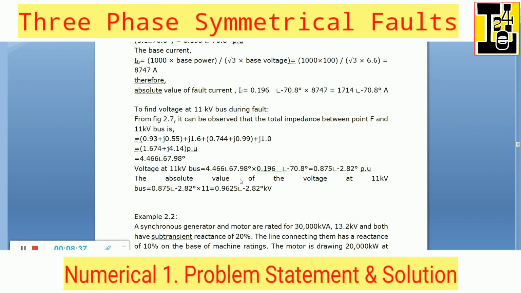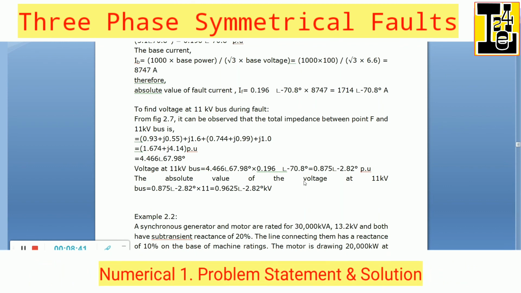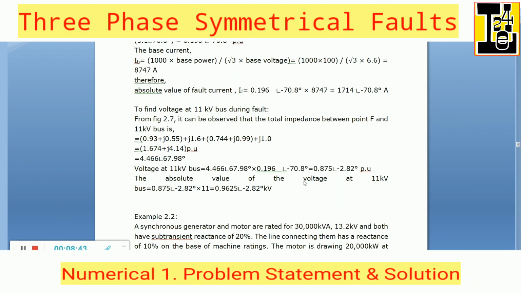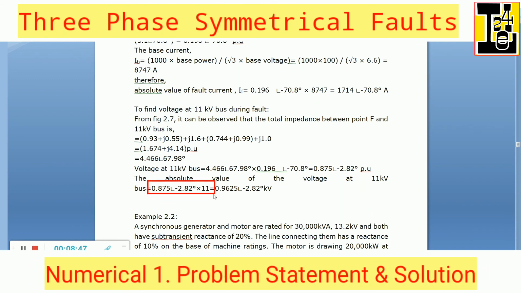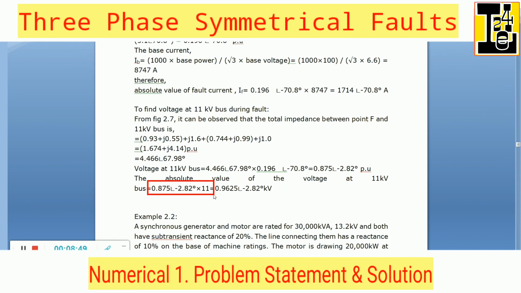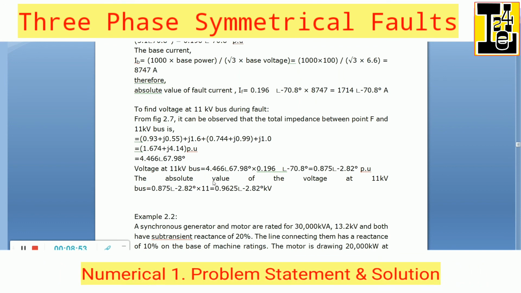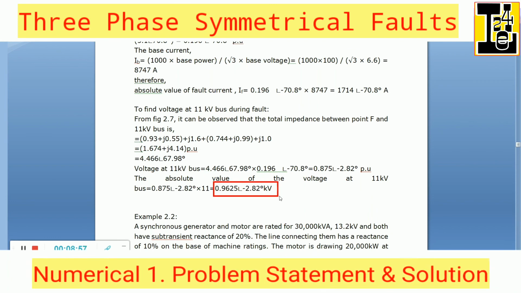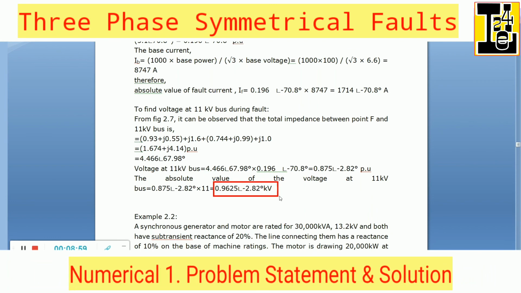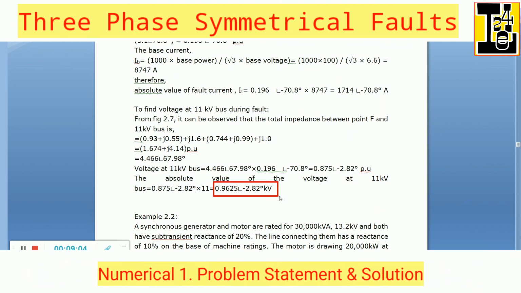So that is the per unit value. If we want the actual value, as we know that the base kilovolt at the generator side is 11 kV, we need to multiply the per unit value with this base voltage at the generator side, 11. We will get 9.625 at an angle of minus 2.82 kilovolts.